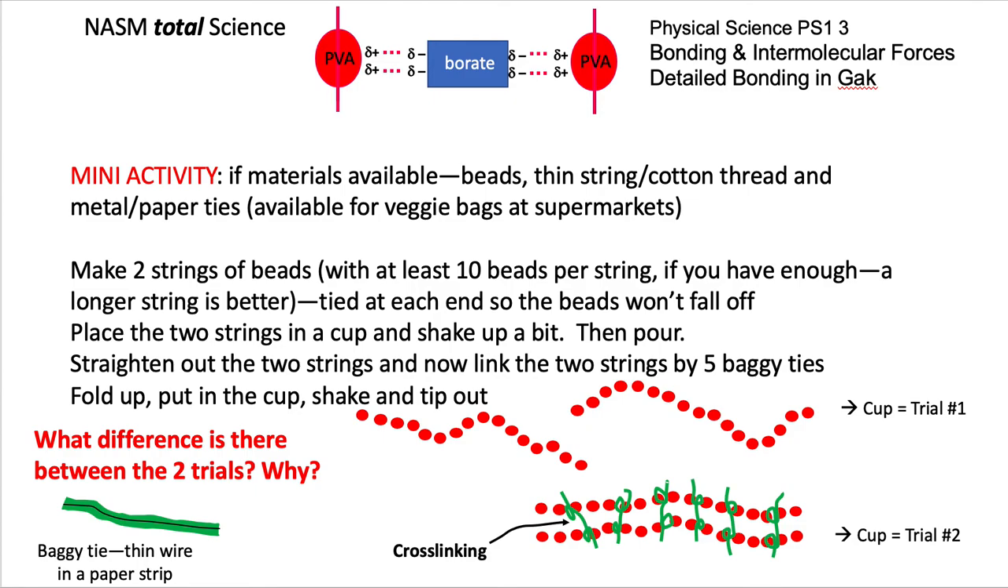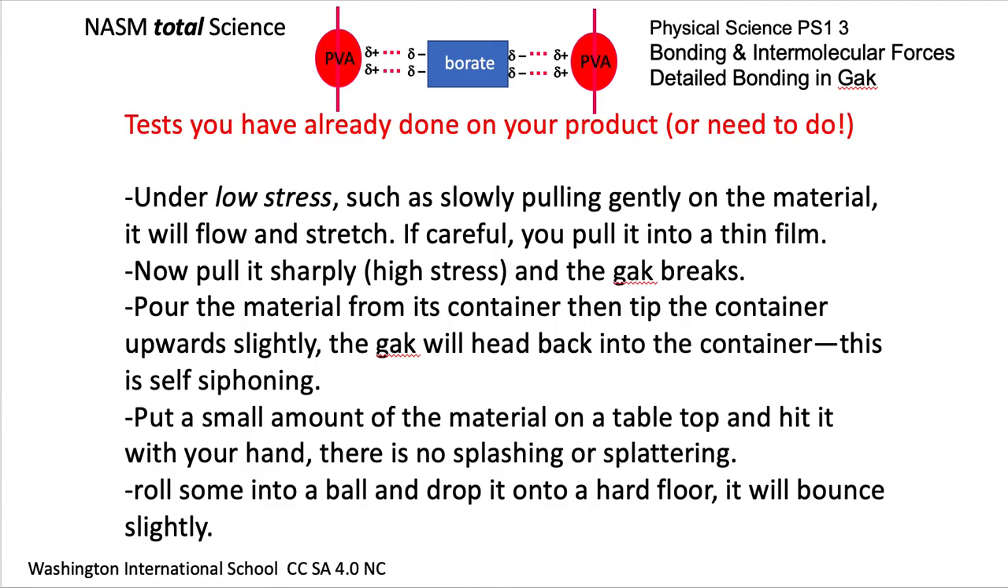Then, with your strings, join them together with a baggy tie, the thin wire with a little bit of paper over it, and tie them together and scrunch that up and put it back into the cup and tip it out. And what happens is that explaining the difference between Elmer's glue and the GAK that you have just made.